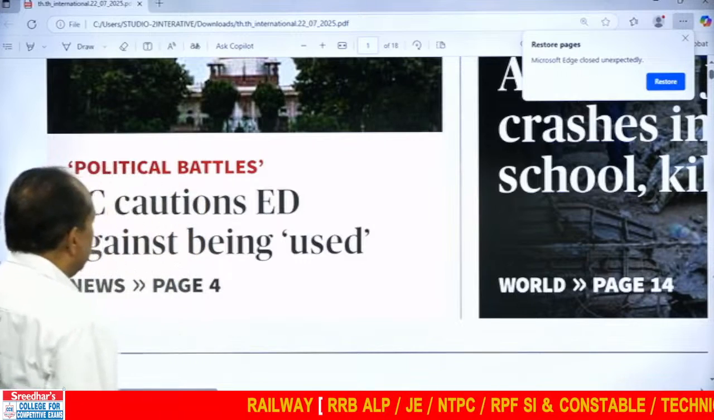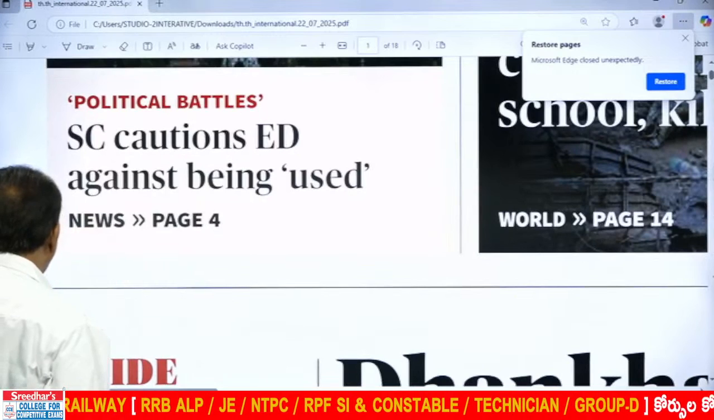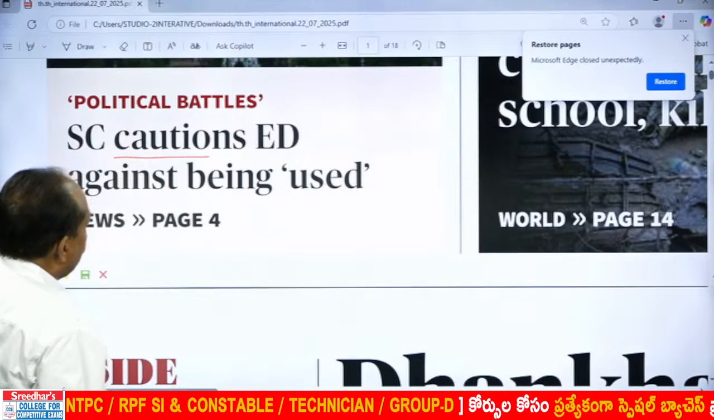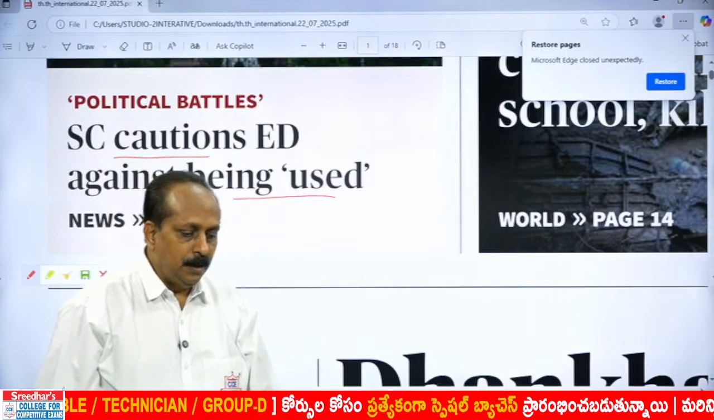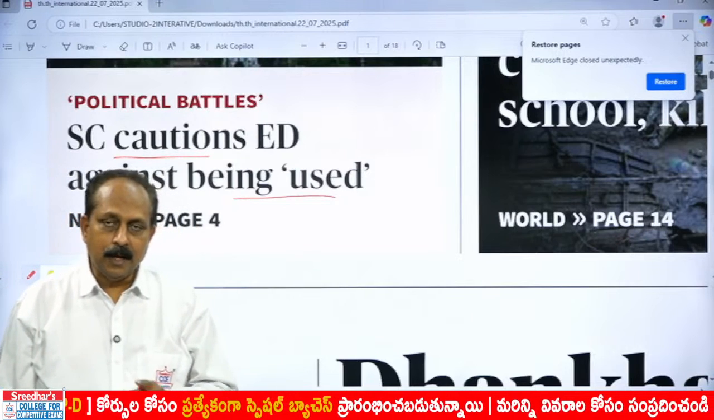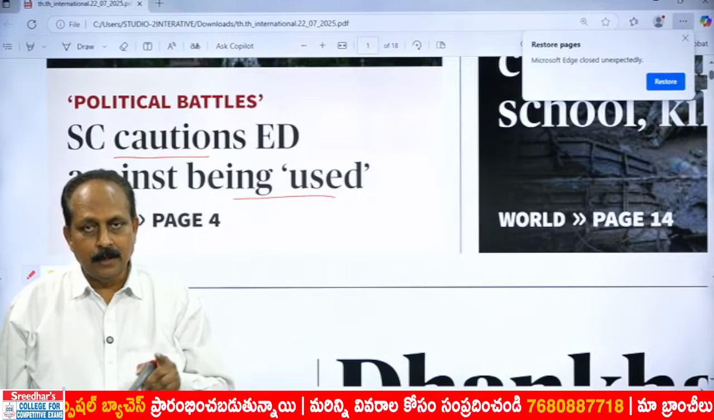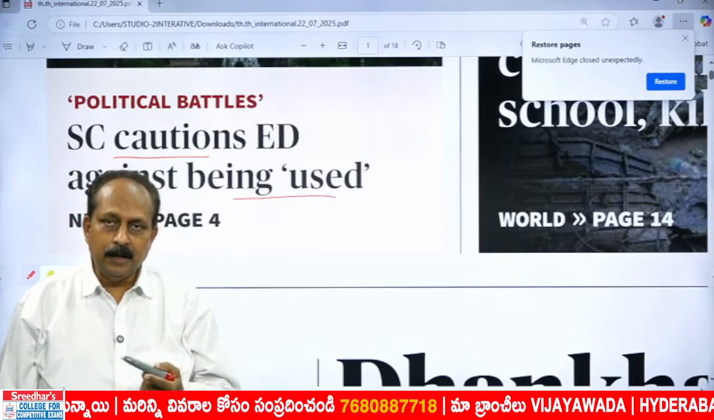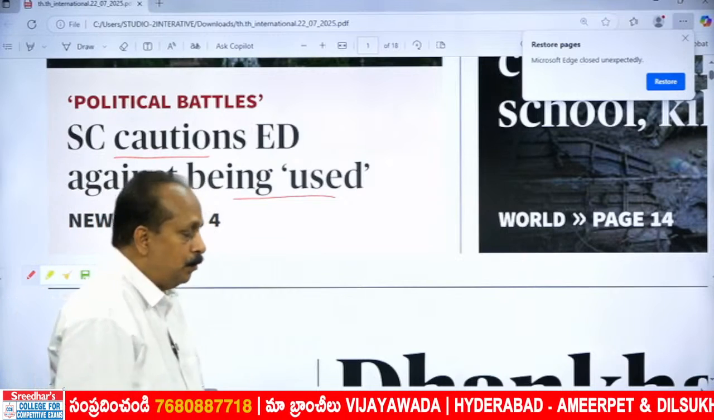Now, to begin with, the very first snippet: political battles. A very simple word, political battles. Supreme Court cautions Enforcement Directorate against being used. There's one word here, being used. They are using him: present continuous active voice. He is being used by them: present continuous passive voice. Here, in a way, it goes with passive voice. And who is being used by whom?